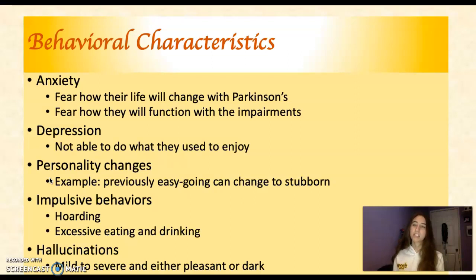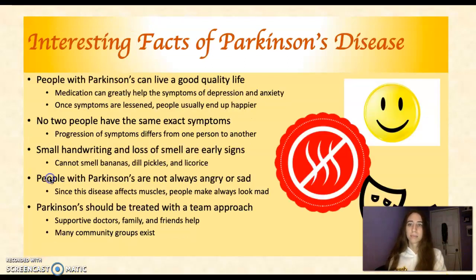And then some people actually experience hallucinations. They can be mild to severe, and they can either be really pleasant or really dark. Some examples that I saw of pleasant ones were children running around or flowers all around them. And some examples of dark ones that I read about were they'll see a huge bug crawling on the floor, or they'll see a figure passing through their peripheral vision and think that someone is actually there.